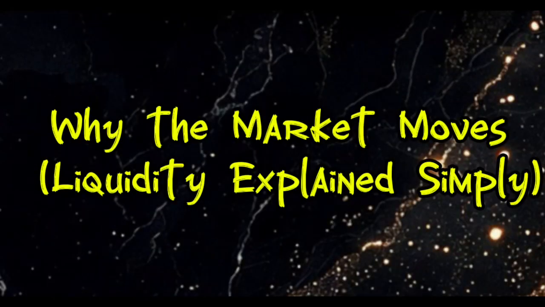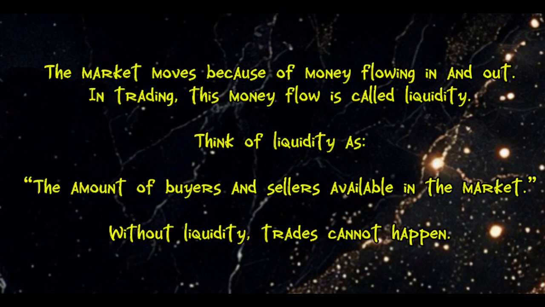Hello everyone, in today's video, we want to talk about why the market moves and explain liquidity in its simplest form. As you can see on my screen, the market moves because of money flowing in and out in trading. This money that flows is called liquidity. I would like us to think of it in this aspect: the amount of buyers and sellers available in the market, because without liquidity, trades cannot happen.